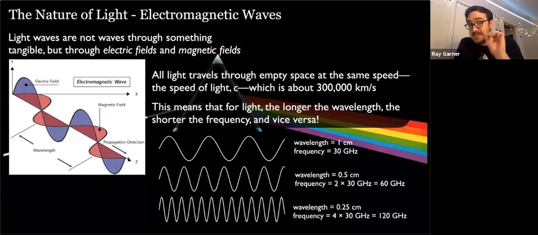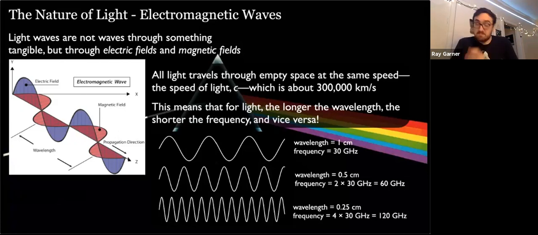Now, I say empty space because that is very important: light can go slower in other mediums. So light through water goes at a slower speed. Light through air goes at a slightly slower speed than light through empty space.